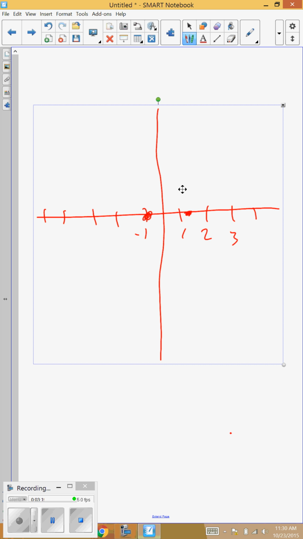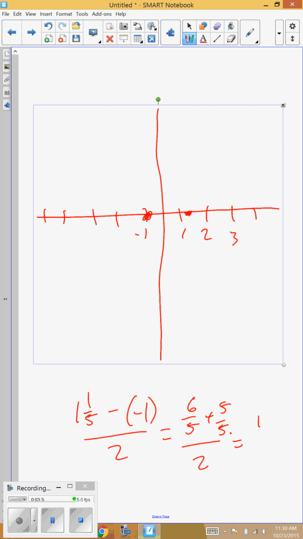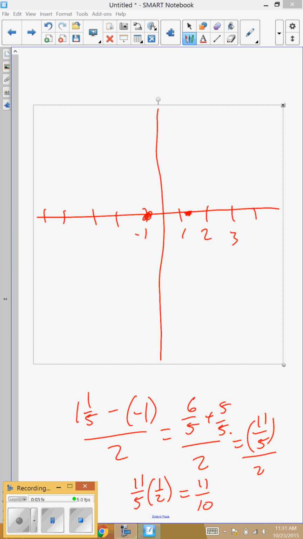Well, how far is it between 1 1/5 and negative 1? So I'm going to take my right point and subtract my left point, and I'm going to divide that by 2, because that'll give me halfway in between those 2 points. So it looks like I'm going to change that back to 6/5 plus 5/5 over 2. Well, that's 11/5 divided by 2, or 11/5 times 1/2 is 11/10. Or I could rewrite this as 1 1/10.